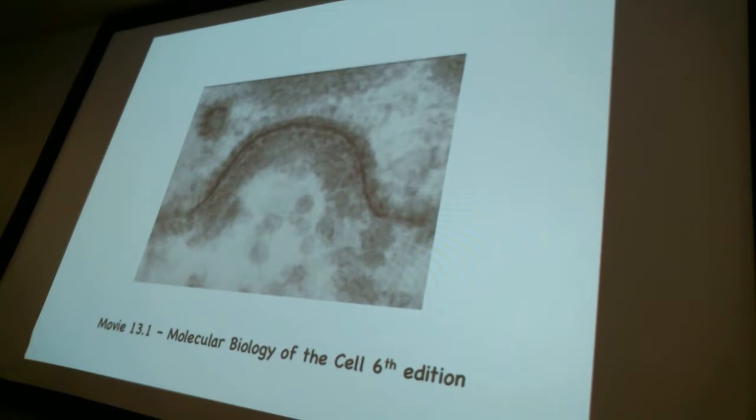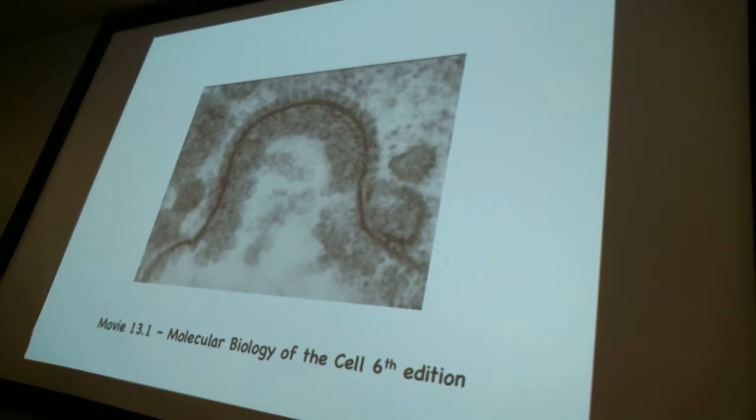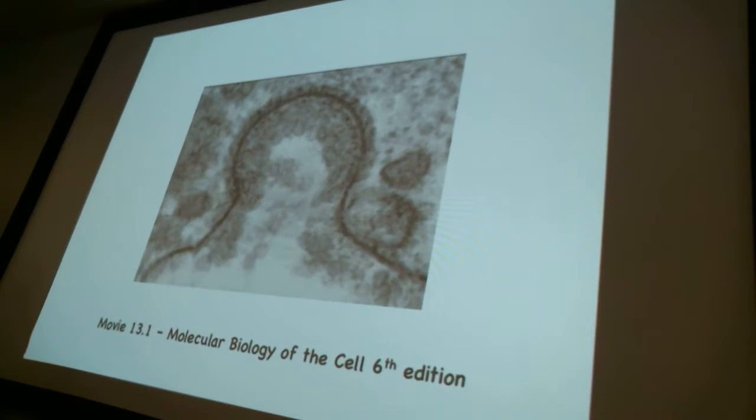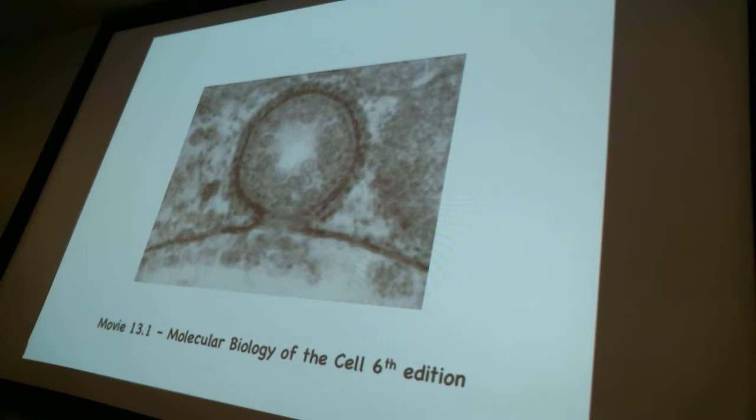Eukaryotic cells take in extracellular molecules through a process called endocytosis, in which the plasma membrane invaginates and pinches off cargo-filled vesicles.